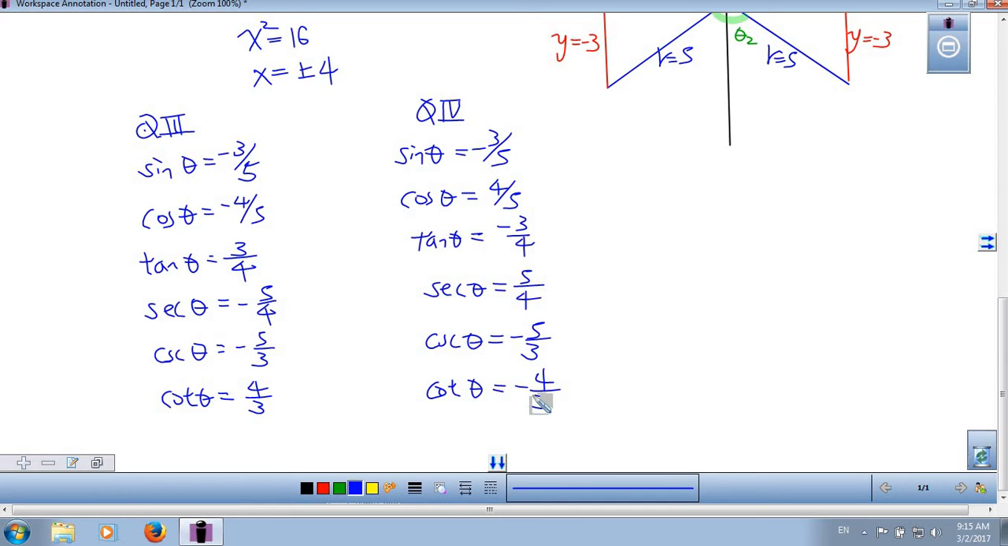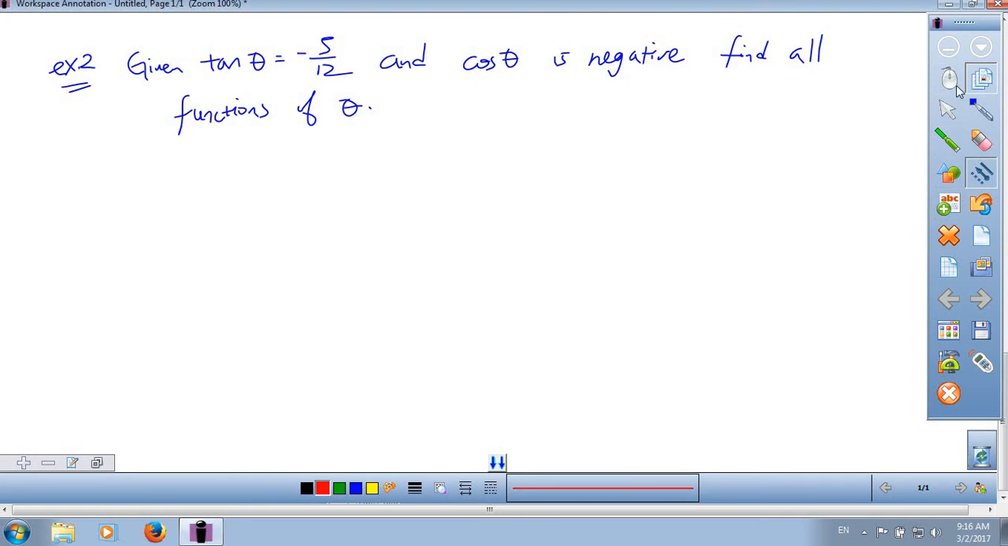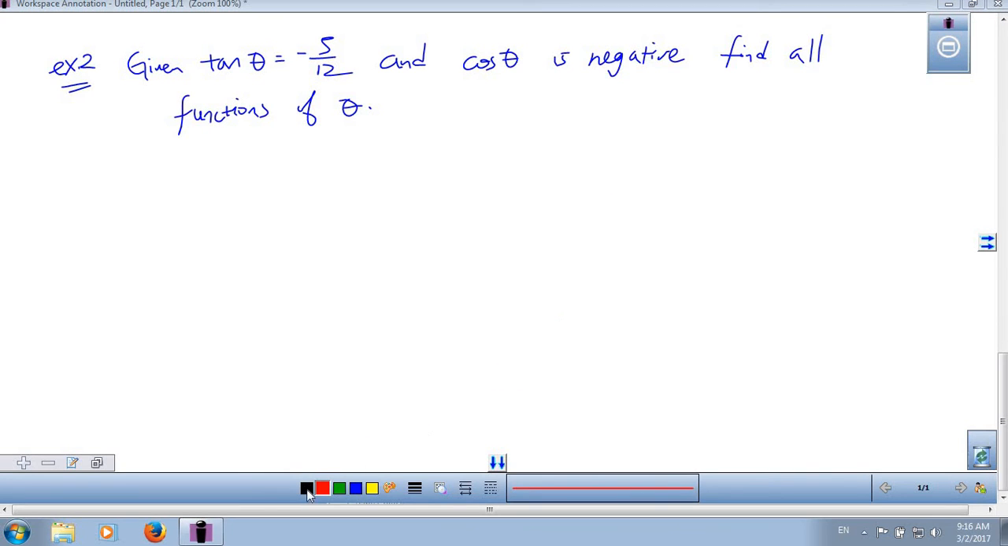Alright, so let's try another example like this. Actually, this example number 2 is a little bit different. It says given tangent theta is negative 5/12 and cosine theta is negative, find all functions of theta. So we actually have two conditions here. Okay, so let's go ahead and figure out which quadrant this angle theta should be in.